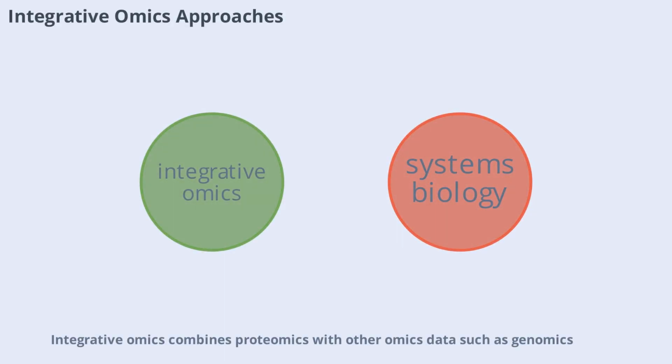Integrative omics combines proteomics with other omics data, such as genomics, transcriptomics, and metabolomics. This holistic approach provides a more comprehensive understanding of biological systems. By integrating multiple data types, researchers can uncover complex relationships and gain deeper insights into health and disease. Integrative omics is at the forefront of systems biology and personalized medicine.